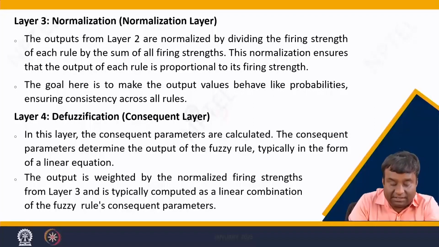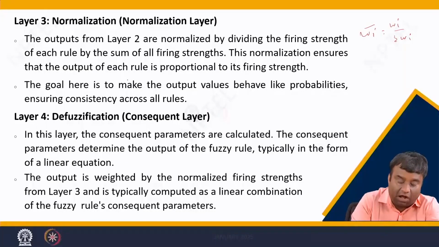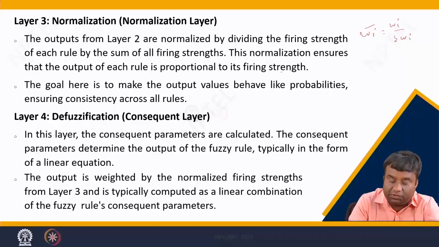Layer 3 is normalization or normalization layer. The outputs from layer 2 are normalized by dividing the firing strength of each rule by the sum of all firing strengths. That is, Wi bar equals Wi by summation of Wi. This normalization process ensures that the output of each rule is proportional to its firing strength. The goal here is to make the output values behave like probabilities, ensuring consistency across all rules.